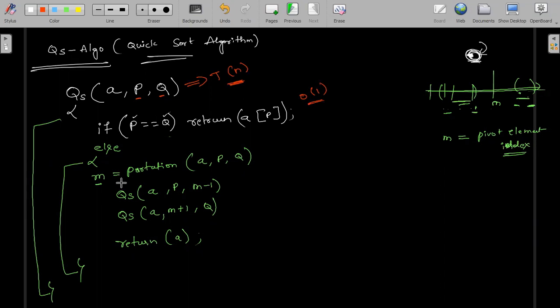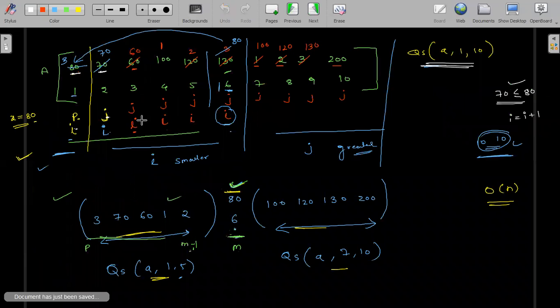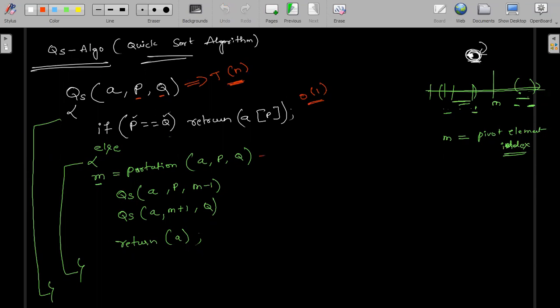Now come to the else part here. This is the big problem. For partition, how much time is required? All the comparisons I have to do here. That is the reason why it is n. For this one, it will take Big O of n. Okay, again, come back here.